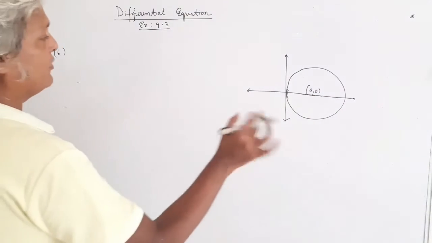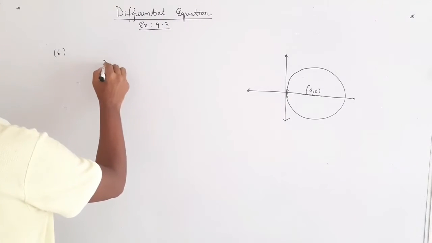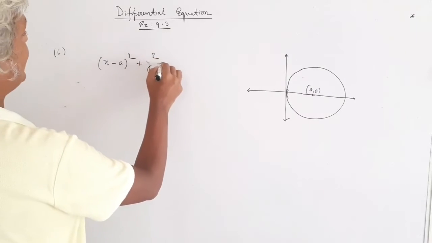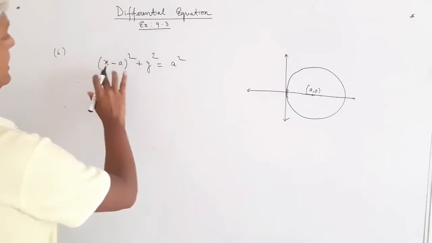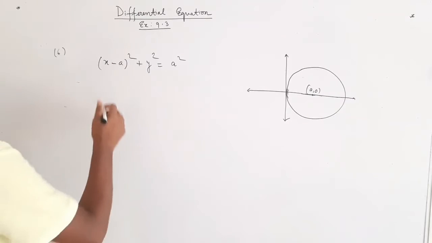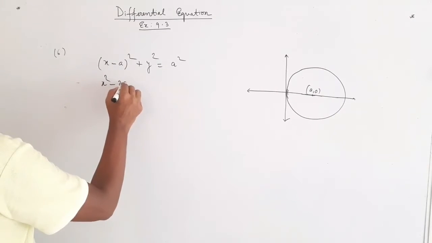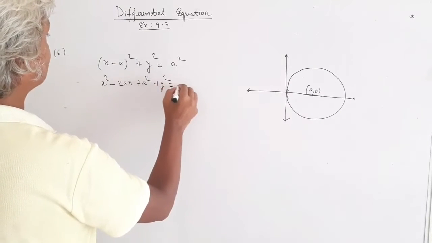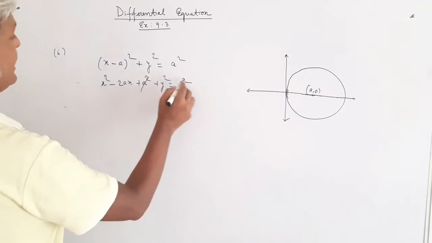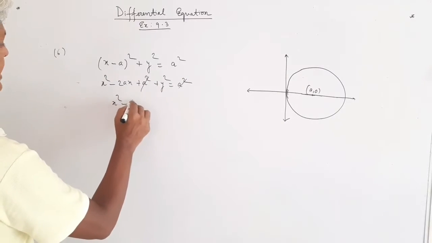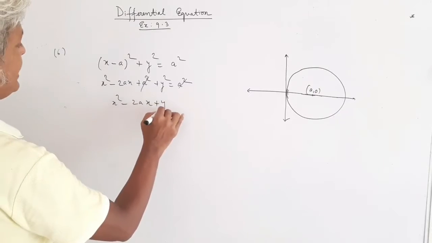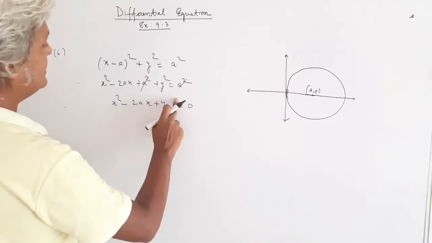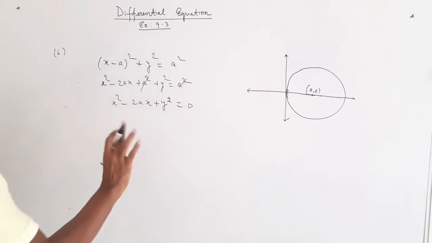So we know that the equation of this kind of circle is (x − a)² + y² = a². Now I expand this, so I get x² − 2ax + a² + y² = a². So a² cancels, then you get x² − 2ax + y² = 0. Now this equation has only one parameter, that is a.